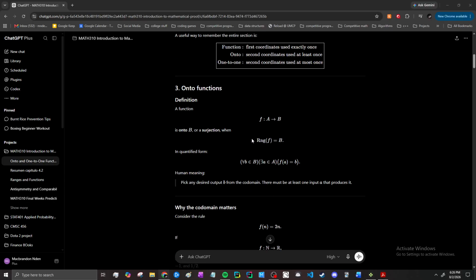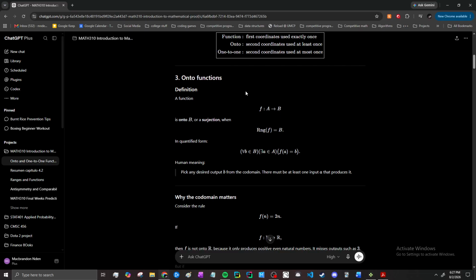Okay, so onto functions. Definition: a function f mapping A to B is onto B, or a surjection, when the range of f is equal to B. So the range of f is basically the codomain. In quantified form, for every b in the set B, there exists an a such that f(a) equals b. In human reasoning, pick any desired output b from the codomain. There must be at least one input a that produces it. Knowing that f is a function, it's one-to-one, I suppose, or onto, if that makes sense.